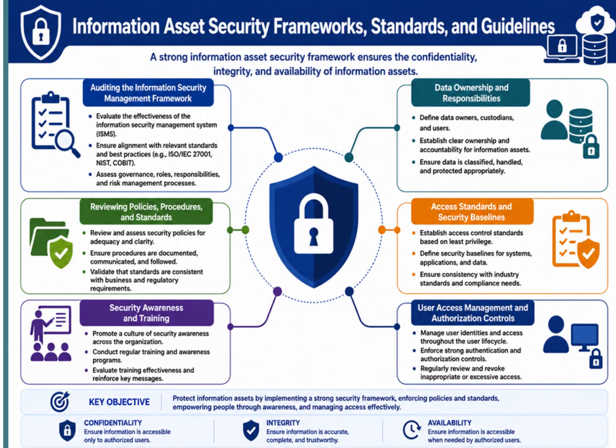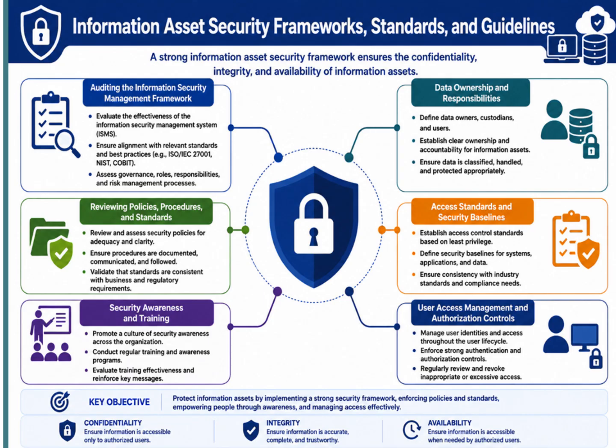This section focuses on the governance and control structures used to protect information assets across the organization. It begins with auditing the Information Security Management Framework to ensure security controls, governance processes, and risk management practices are aligned with standards such as ISO 27001, NIST, and COBIT. Policies, procedures, and standards must also be reviewed regularly to confirm they are documented, communicated, and operating effectively.